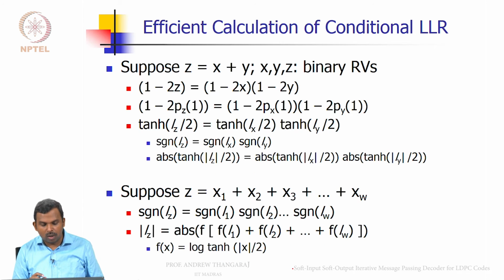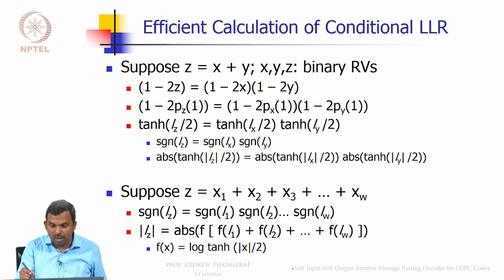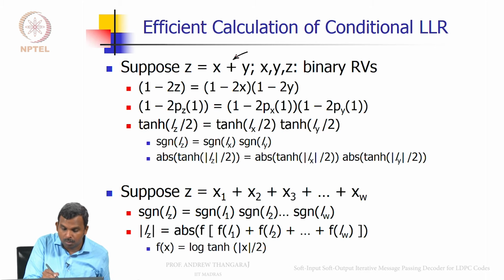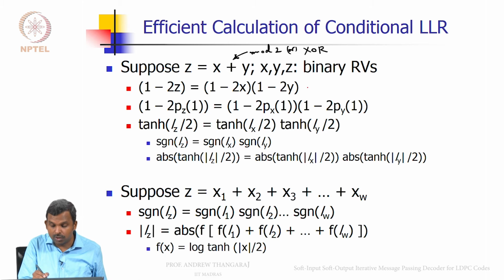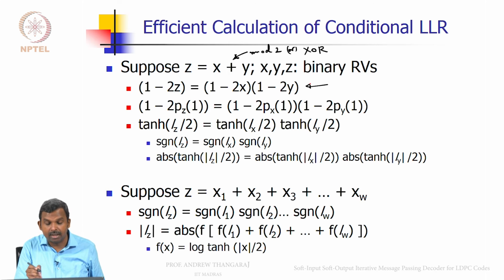Okay, so how do you calculate this? We have seen this before, so I am going to go through this really fast without spending too much time on it. We saw that if you have two binary random variables x, y, and z is x plus y, the modulo 2 addition, which is the same as XOR, then this is true: 1 minus 2z is 1 minus 2x into 1 minus 2y.